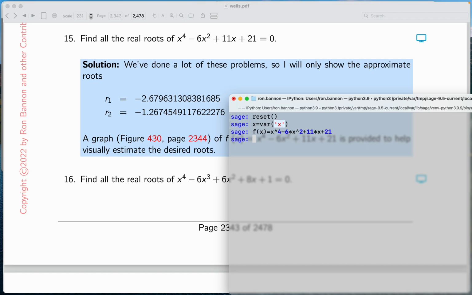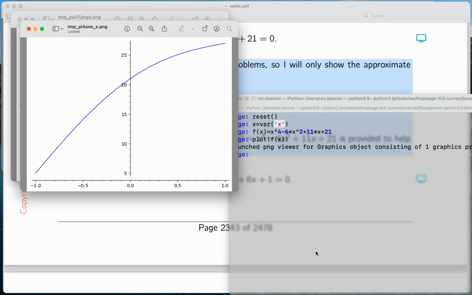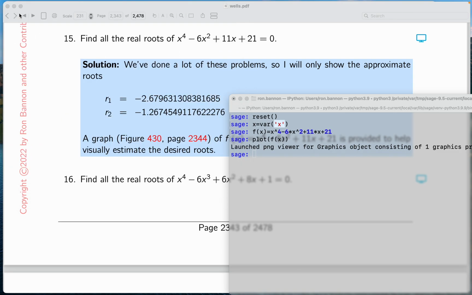And what I'm going to do is plot it. Plot f of x. And I'm expecting to see a fourth-degree polynomial plotted out. And I'm really not seeing that. So my question is, I wonder why. Let's take a look. Say I type it in right: x^4 minus 6x squared plus 11x plus 21. Well, you know what? I gotta do a different plot now. I'm not seeing what I want to see, which is the fourth-degree polynomial.